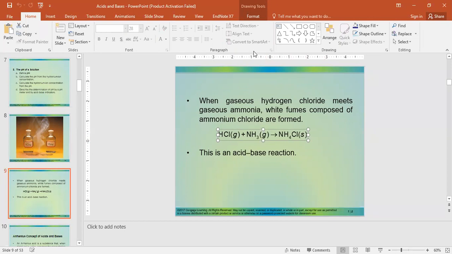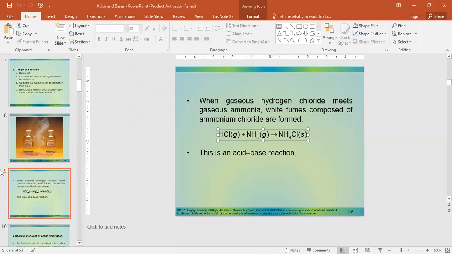Now, this is an example of an acid-base reaction, but the definition of one of them as an acid and the other as a base will be clarified when you look at the three different concepts of an acid and a base.